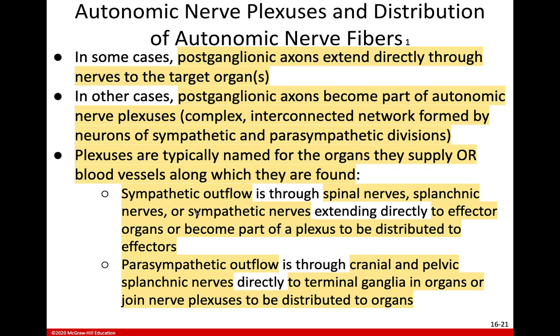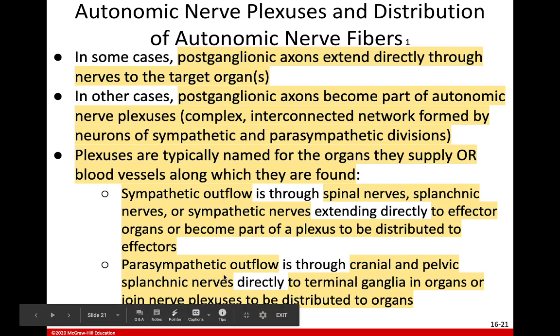Again, as we just reviewed a second ago, the outflow of the sympathetic division of the autonomic nervous system is through spinal nerves, splanchnic nerves, or sympathetic nerves to the effector organs. Again, directly to the effector organ, or they become part of a plexus that then innervates the effector organ.